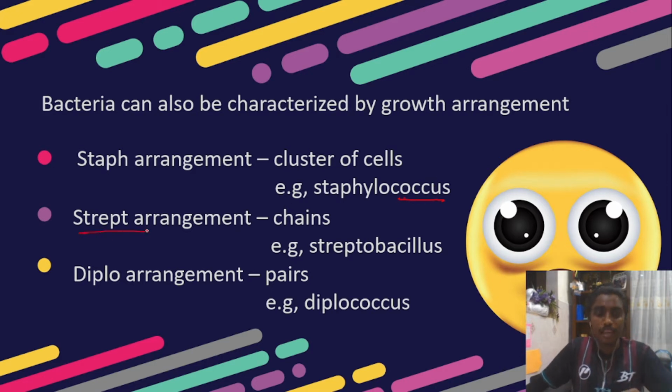The second arrangement is strepto arrangement, which refers to chains of bacterial cells. The bacterial cells will be in a chain. An example is streptobacillus. The third one is diplo arrangement. Diplo arrangement means pairs of bacteria. The bacterial cells will be in pairs. For example, diplococcus.